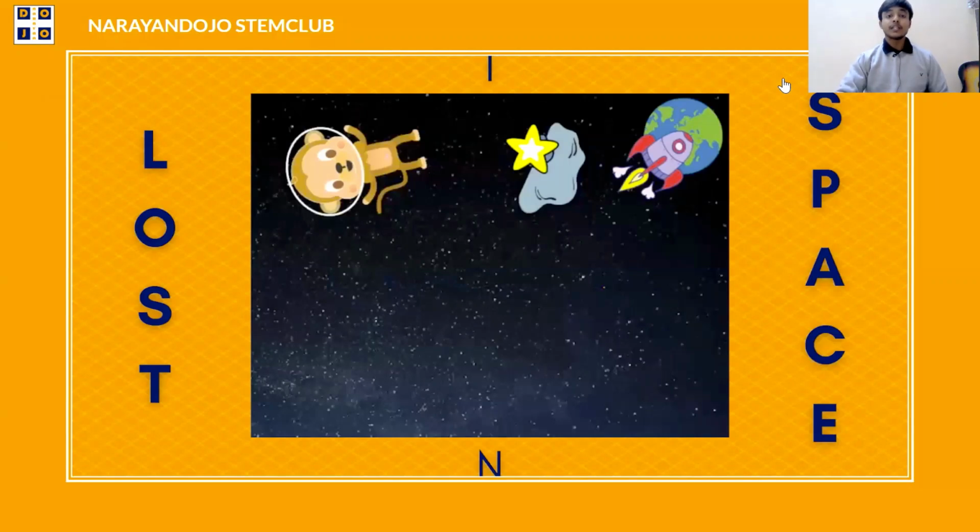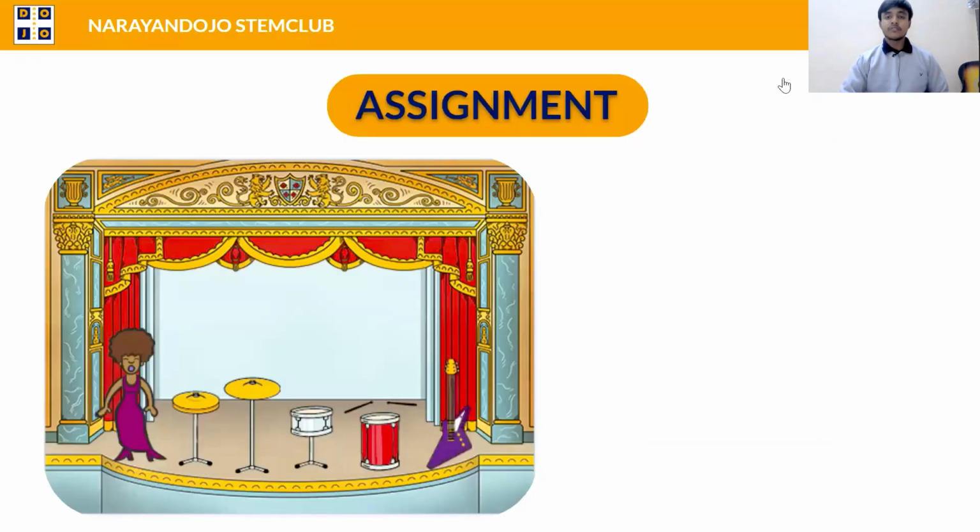But before coming to the lost in space animation, first, do any of you have any question regarding yesterday's assignment, which is rock band? Then you can ask. In yesterday's assignment, you had to control different sprites using different keyboard keys. Like using the space key, you had to control the lady singer. Using the A key, you had to control the first instrument, and so on.